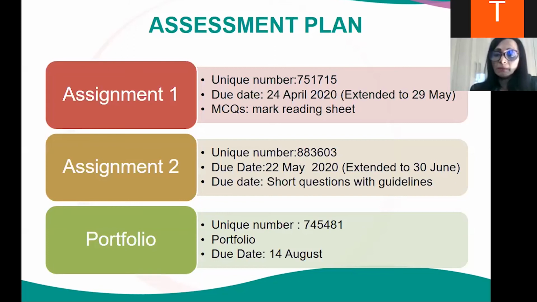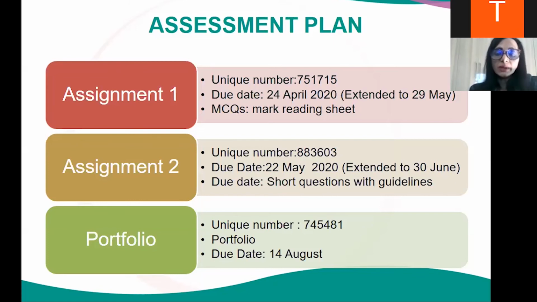Assignment 2 is a short question about an experiment. And here again, the due date was 22nd May, and the extended date is the 30th of June because of COVID-19. But students, please do not rely on the due date, or rather should I say, the extended date. I would advise that you submit your assignments once you complete your assignments. And please remember, do not post your assignment. Upload your assignments on my UNISA. This is the safest option. If you need assistance or if you cannot do it, please ask someone who can help you to upload your assignment on my UNISA.